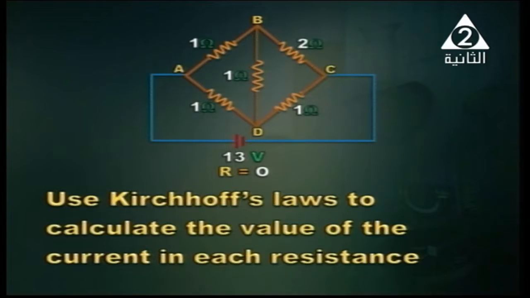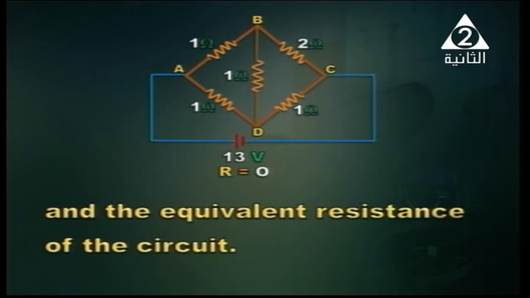Another problem, okay, in front of you we've got a circuit. The circuit contains a 13-volt battery of internal resistance. The internal resistance of the battery is 0, okay? And we've got a group of resistors connected in a certain way. We want you to use Kirchhoff's laws to calculate the value of the current in each resistance. So we want the current intensity through each resistor and the equivalent resistance of the circuit.